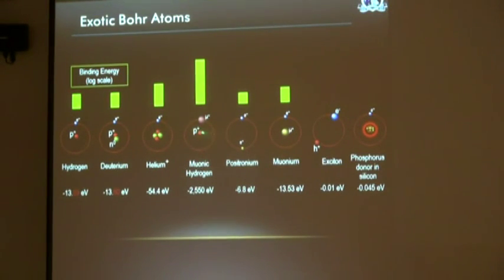This is muonic hydrogen. Here, instead of an electron, there's a negatively charged subatomic particle called the muon. It's very short-lived, about 2.2 millionths of a second, so this type of hydrogen doesn't last very long. But the binding energy is enormous because the muon is very heavy and orbits very close to the proton. I'll come back to that in a minute.